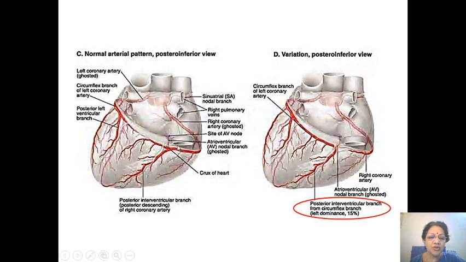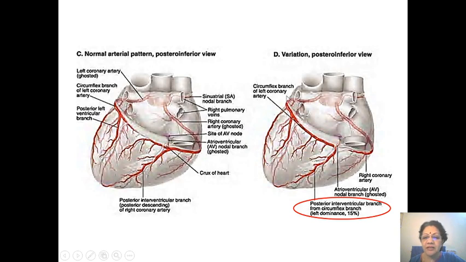This is another picture just to show you the descending. We've taken a slightly different view of the heart, where the coronary sinus is slightly more horizontal. In the previous picture it was more oblique, just to show you the normal arterial pattern, the circumflex branch coming here, giving the posterior left ventricular branch and continuing to anastomose with its partner from the right coronary, and you have the posterior interventricular branch coming from the right coronary artery at the crux of the heart.